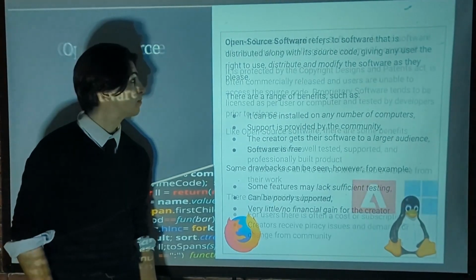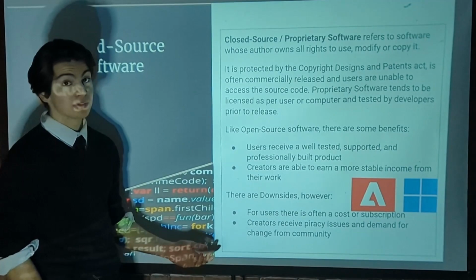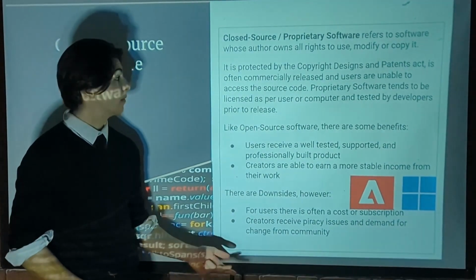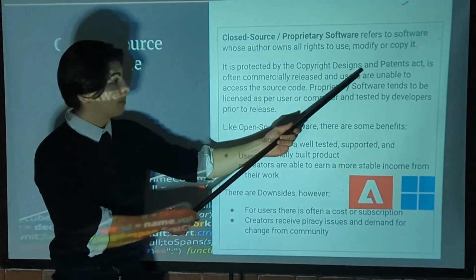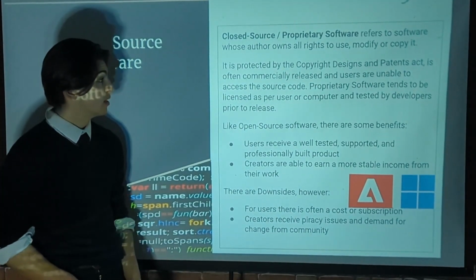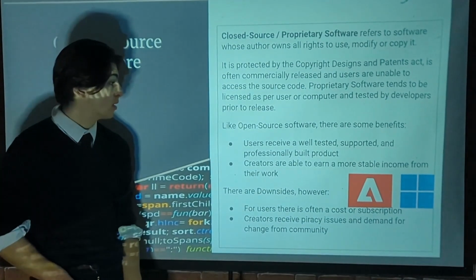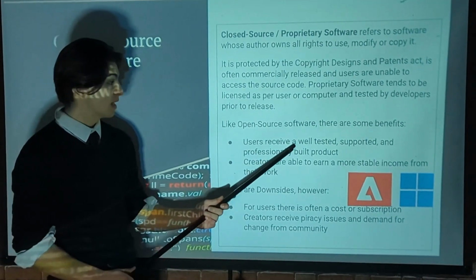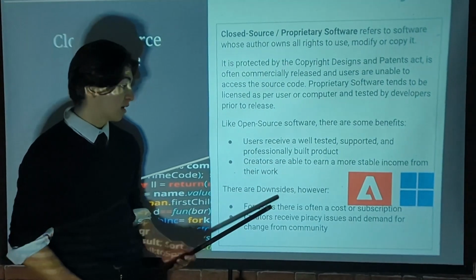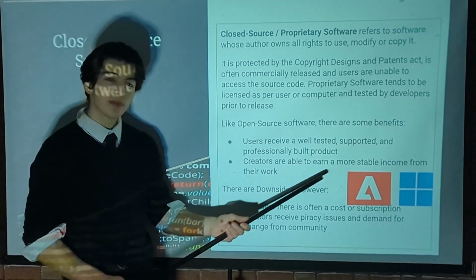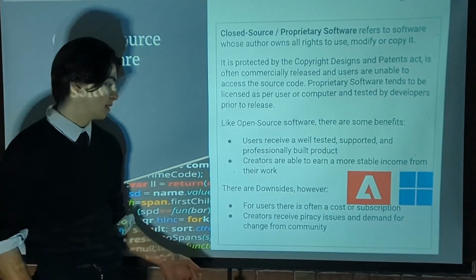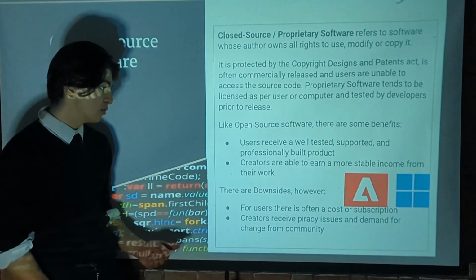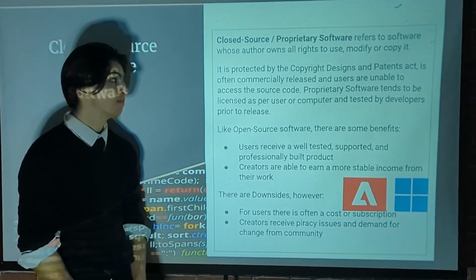Closed source software, or proprietary software, refers to the software whose author owns all rights to use, modify, or copy it. It is protected by the Copyright Designs and Patents Act, and is often commercially released, and users are unable to access the source code. Similar to open source software, there are a range of benefits. For example, users receive a well-tested, supported, and professionally built product, and creators are able to earn a more stable income from their work. However, of course, there are downsides. For users, there is often a cost or subscription. Creators receive piracy issues and a demand for changes from the community.